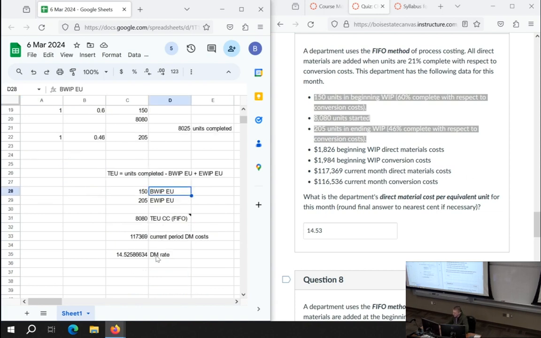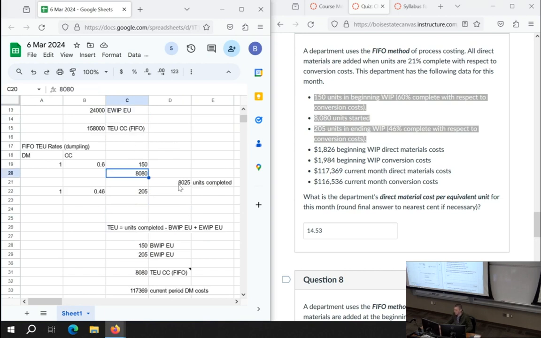Great. And so we get the special rule. We get to use our special rule, which is, hey, if this saves you time, great. If not, just ignore it. When both ending WIP and beginning WIP direct materials are 100% complete under FIFO only, not under weighted average, but under FIFO here, then TEU is going to equal the units started. And that's exactly what we get here.